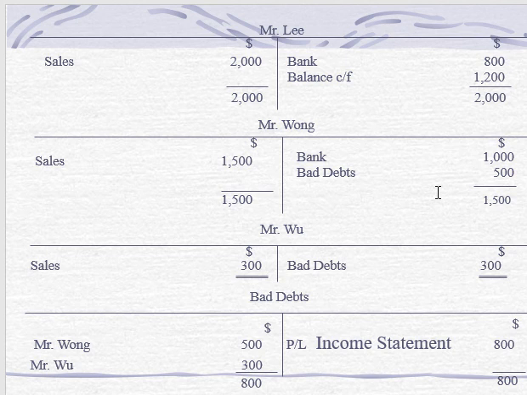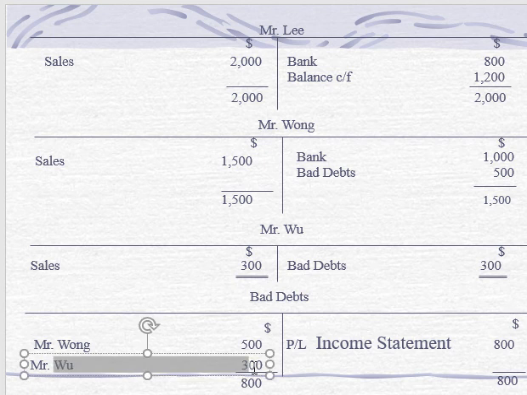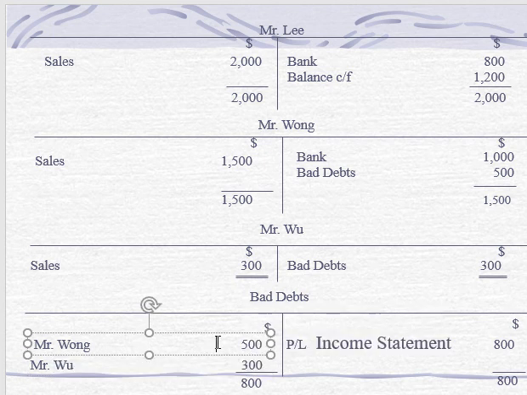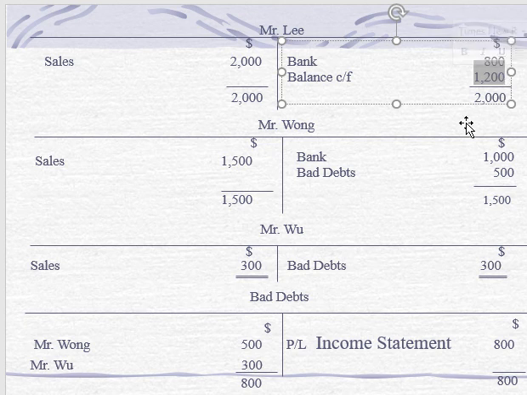So we transfer whatever balance is there to the bad debts account. 500 will be recorded on the credit side as bad debts in Wong's account, and Mr. Wu's account will be 300. You can see here 300 and 500 on the debit side of the bad debts account. The whole amount we are going to charge to the income statement at the end of the year. Now the question is what will happen with Mr. Lee? Mr. Lee is still a good customer and is still willing to pay the money, so we will put there the balance carried forward.